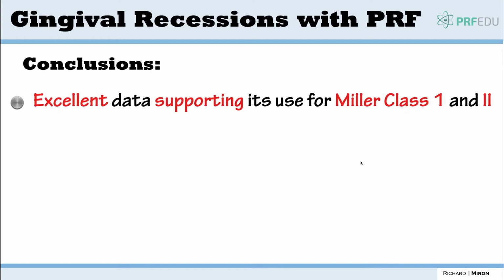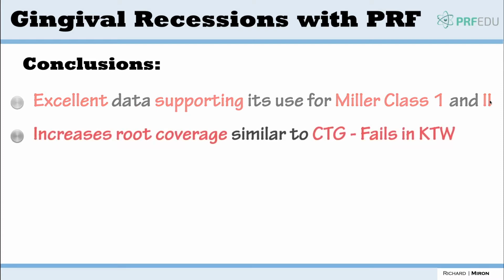In summary, there's excellent data that supports its use for Miller class 1 and 2, especially when there's baseline keratinized tissue. Where it failed in the studies was in keratinized tissue width, okay? And that's where the big thing was. In these cases where there were similar results to connective tissue grafting, it's very specific inclusion criteria.